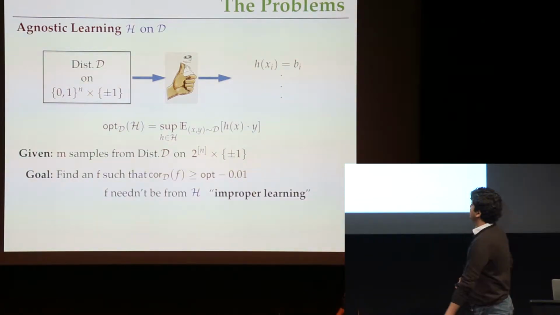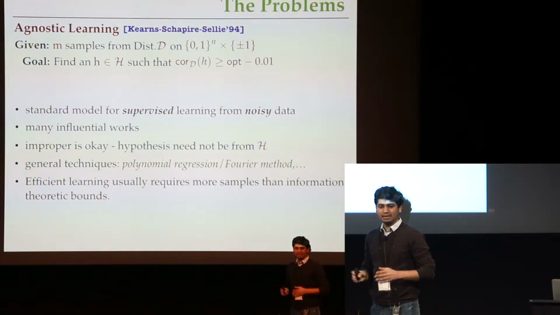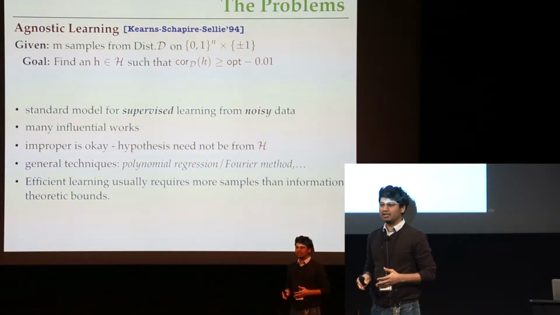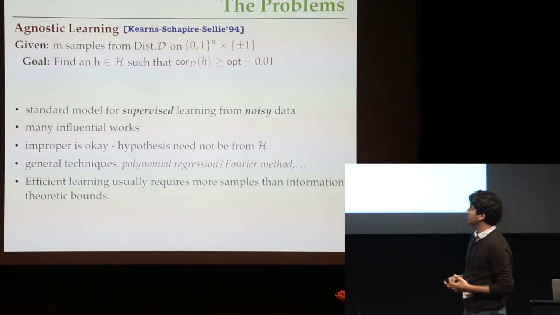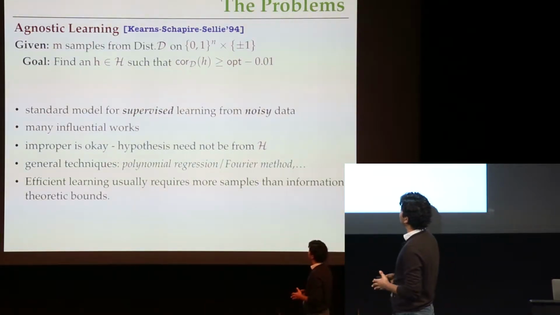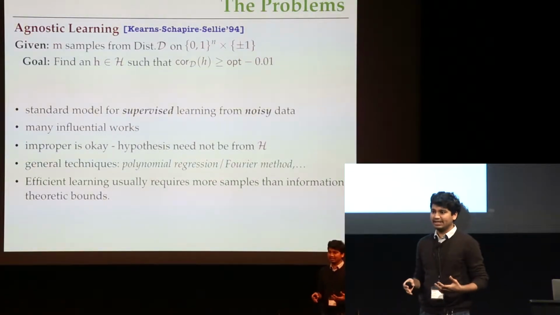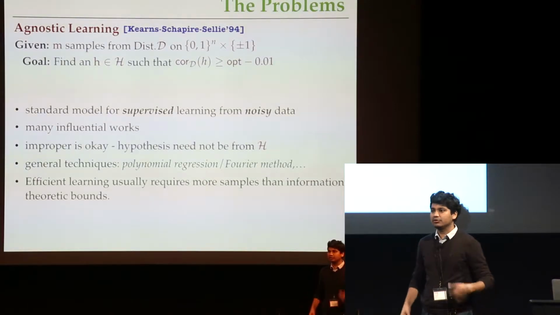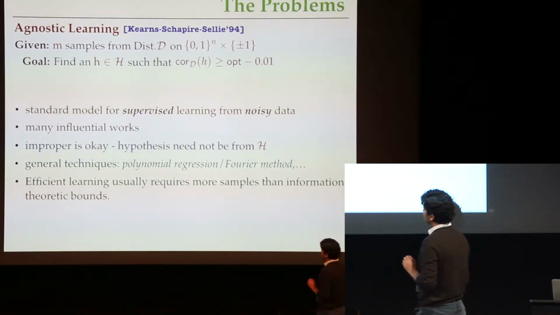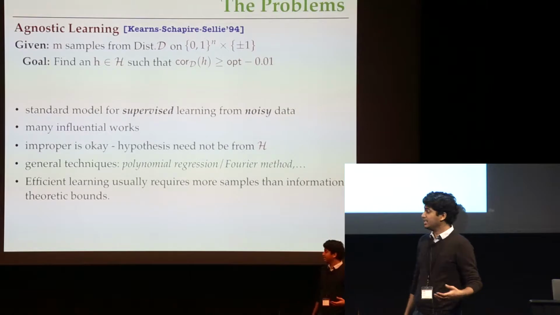Okay, great. So I'm not going to survey anything about agnostic learning, but just a few comments are in order before I proceed. In some sense, this was a model proposed way back in 1994 by Kearns, Schapire, and Sellie. It's the standard model for supervised learning under noisy settings. So you want to model that there is some noise in the examples, noise in the labels, and you still want your algorithm to learn something meaningful. Okay, and so there are many influential works, and as I said, improper learning is fine. So we are not restricted to returning hypotheses from the same class.